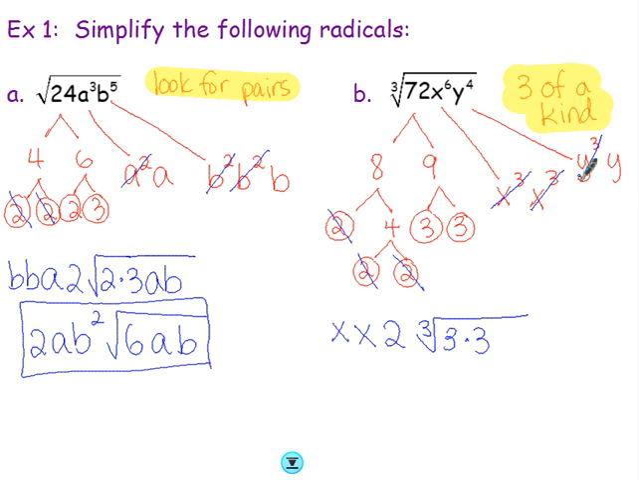This y to the third gets to come out as a y. The single y does not get to come out. He stays inside with the 3s.